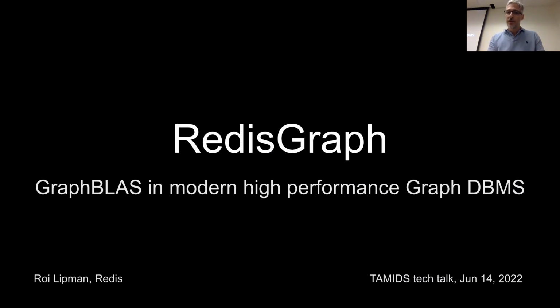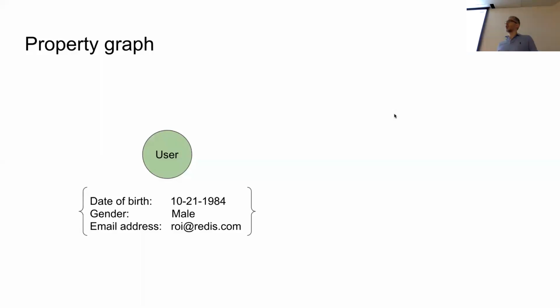Once again, I appreciate the opportunity to be speaking to you today. In this presentation, I would like to go over how RedisGraph came to be. RedisGraph is a property graph database, an in-memory one, and how the usage of GraphBLAS has enabled us to achieve really great performance for this graph database. Just to give some introduction and an understanding about the type of graphs that we're managing within RedisGraph.